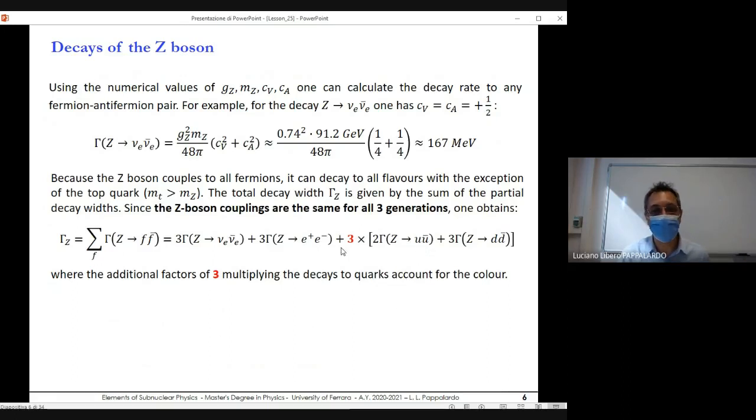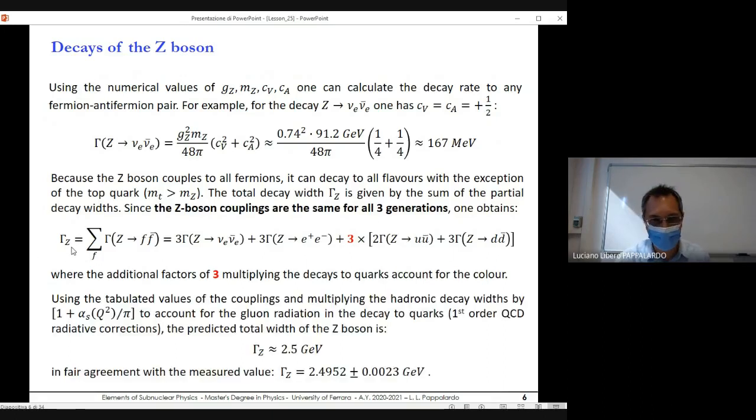On top of this, we have an additional factor of three, which accounts for color conservation in decays into quarks, because these quark-antiquark pairs have to be colorless. So either yellow anti-yellow, green anti-green, blue anti-blue, or red anti-red. You have three possibilities, so you have to take into account this factor of three. Now, if you measure all these quantities and sum them in this master formula, you obtain the full decay width of the Z boson. One has to be more careful, though, because when you look at the decay into quarks, quarks can also radiate gluons.